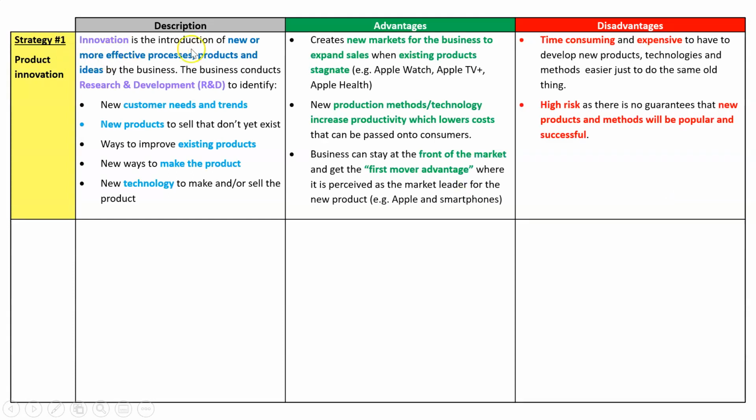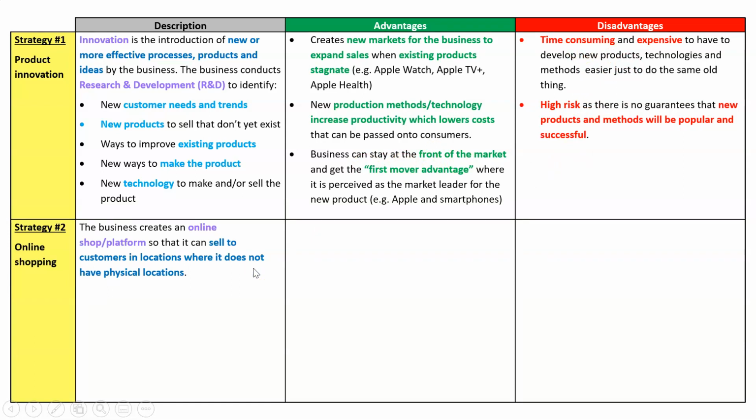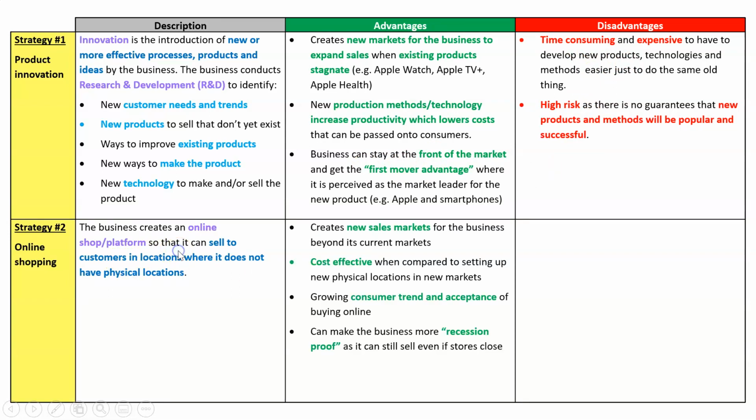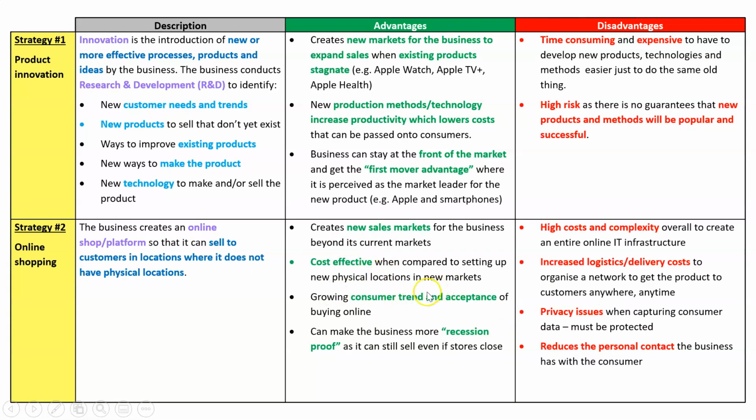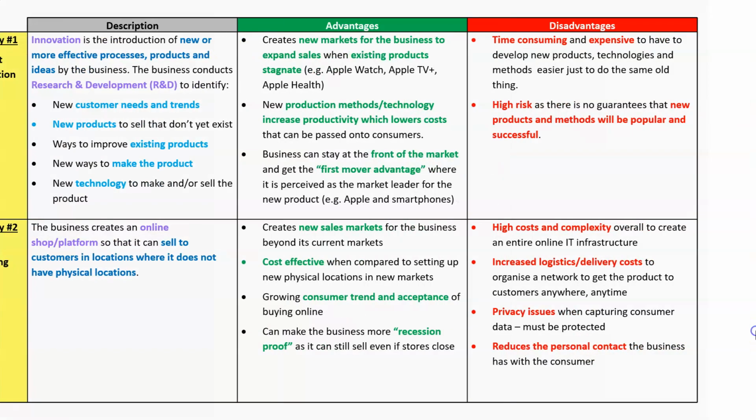So product innovation: come up with new things, more effective processes, products and ideas with research and development. That's our strategy, and the good news is we get new markets, new technology, and we're the first mover, but it's very time consuming, expensive, and very high risk. It might not work. Online shopping, well, that's obvious what that is. Benefits: new markets, it's cost effective instead of opening up stores, online, and a growing consumer trend. Weaknesses: costs a lot of money to set up. Then you've got to set up your logistics to get the product to the customer, etc. And it reduces the personal contact between consumer and business.